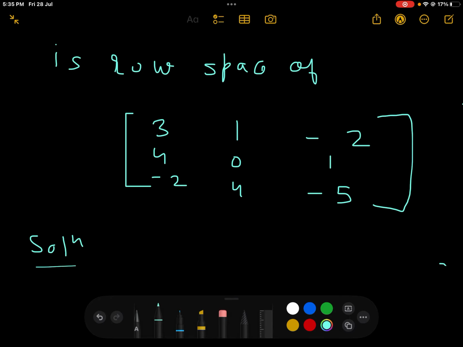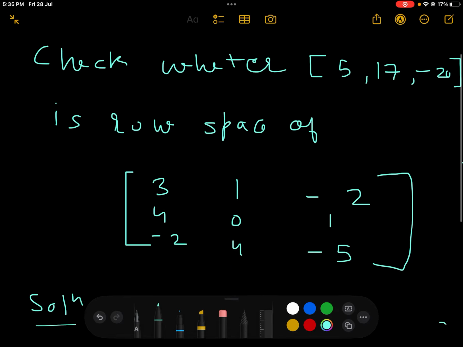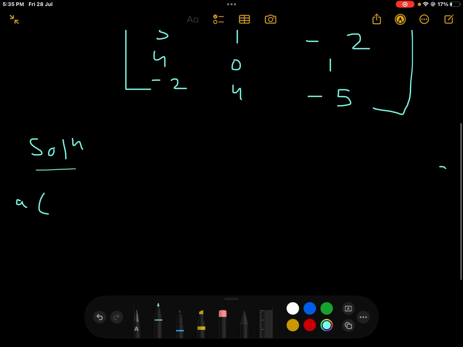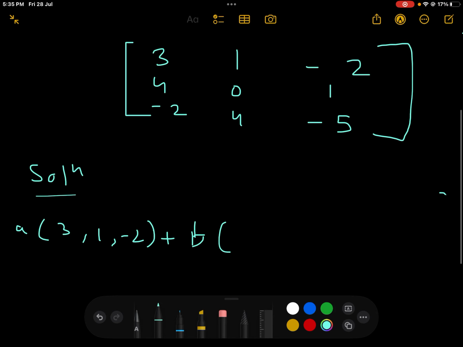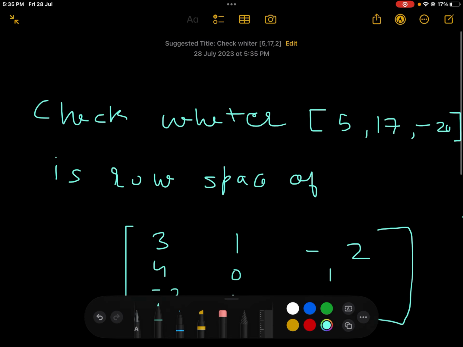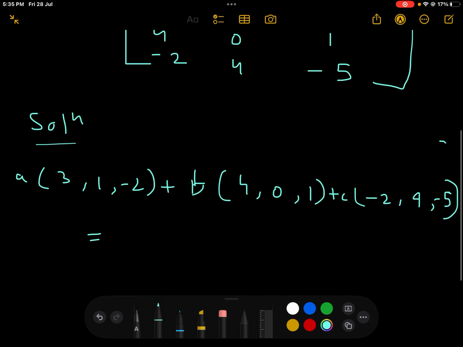if we can write the given rows as a linear combination for the given vector, then we can write this as a times row 1, which is 3 1 minus 2, plus b times row 2, which is 4 0 1, plus c times row 3, which is minus 2 4 minus 5. If we can write this linear combination equal to the given vector, which is 5 17 minus 20.